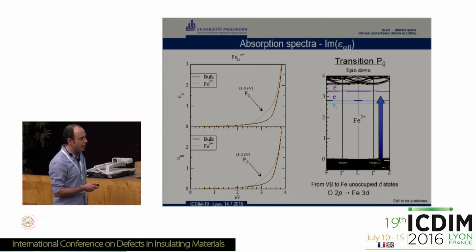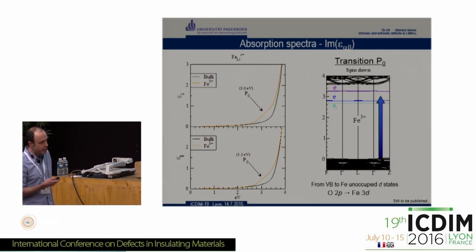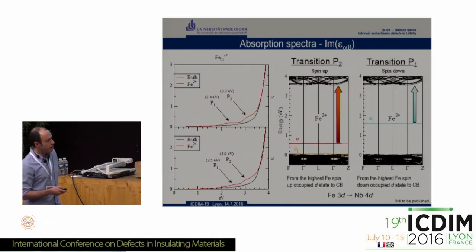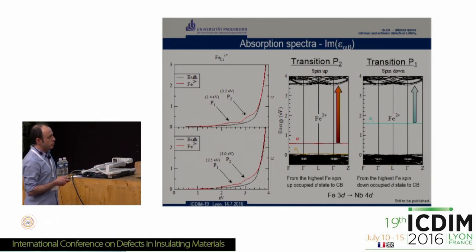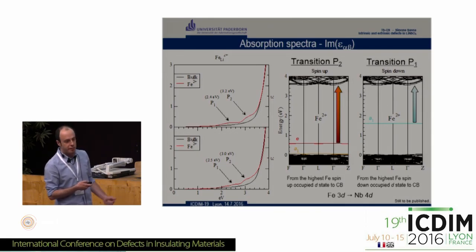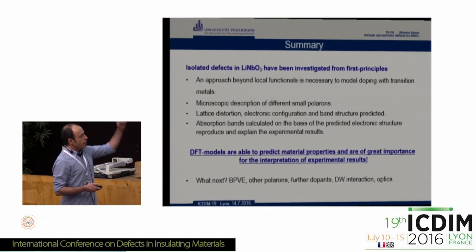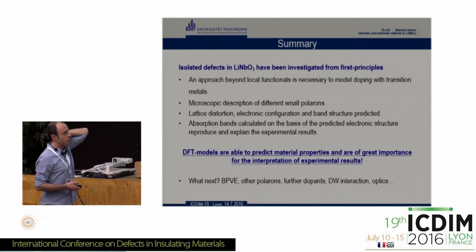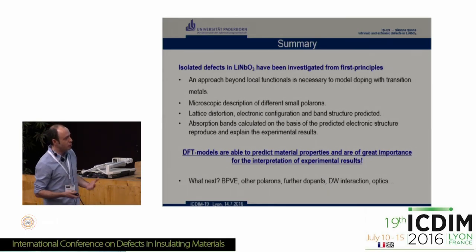This transition can be attributed to the promotion of an electron from the valence band to the empty iron states, and it will, in this case, have a character of a transition between the O 2p and iron states, because the valence band maximum is strongly determined by the oxygen atoms, in agreement with the experiment. The same can be said also for the transition found for the iron 2+ configuration. We have here two peaks, which can be related to the promotion of electrons from the iron states to the conduction band. And as the conduction band has a strong niobium 4d character, it is also in agreement with the measurements.